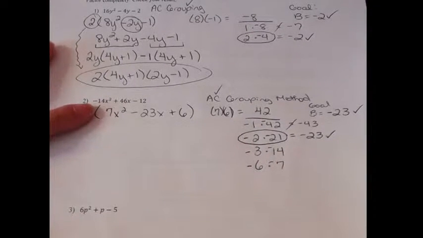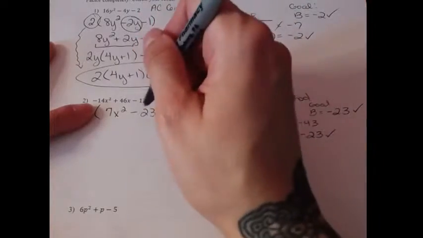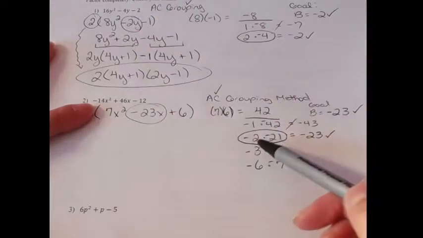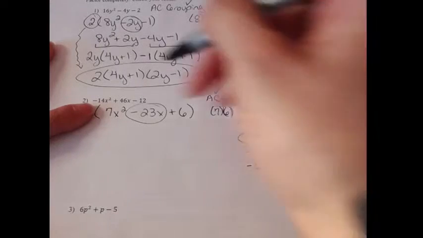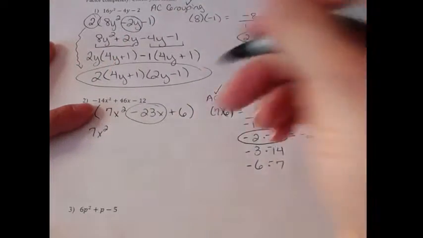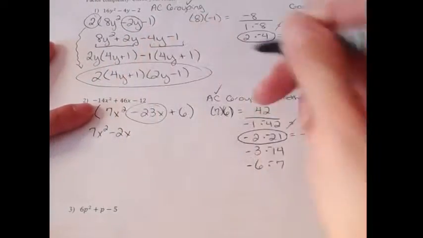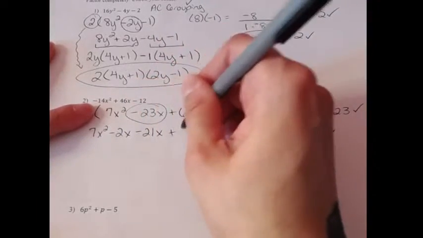Next, we're going to go into this idea of grouping. But remember, we need 4 terms in order to factor by grouping, and I only have 3. So I'm going to take my middle term and replace it with the 2 factors that I found here. So I have 7x squared minus 2x minus 21x plus 6.